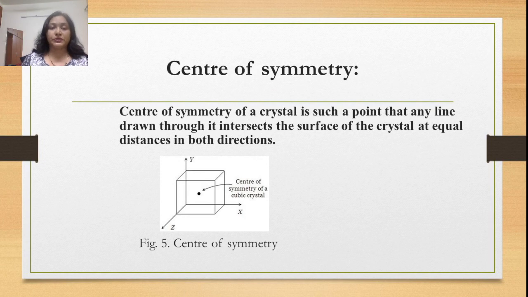Now the center of symmetry. Center of symmetry is an imaginary point inside the crystal such that any line drawn through it intersects the surface of the crystal at equal distances in both directions. So suppose this is the center of symmetry. If we draw a line passing through this center of symmetry, the distances up to the faces on the two sides of the cube will be the same.